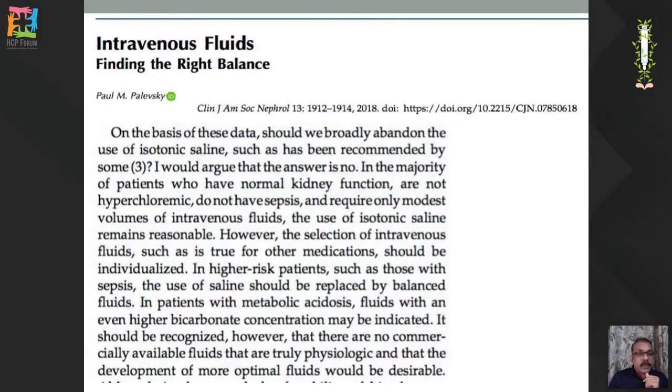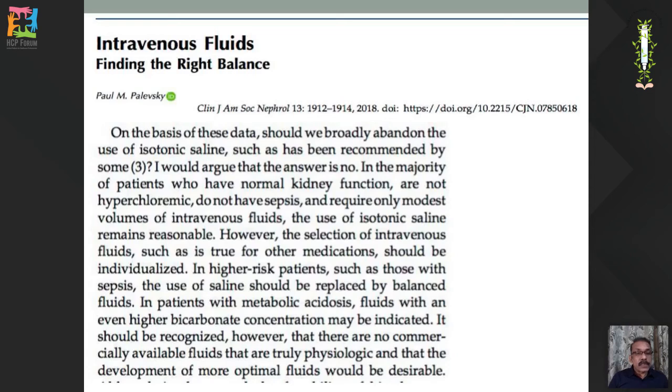And this is from the American Journal of Nephrology. They have criticized the two trials, where one trial was between normal saline versus Ringer's lactate, and the other trial was between normal saline versus Plasma-Lyte. In the conclusion, he is asking, should we broadly abandon the use of isotonic saline, as recommended by these studies? And the answer is no. But what he is saying is that in the majority of patients who have normal kidney function, are not hyperchloremic, do not have sepsis, and require only a modest volume of intravenous fluid, the use of isotonic saline remains reasonable.